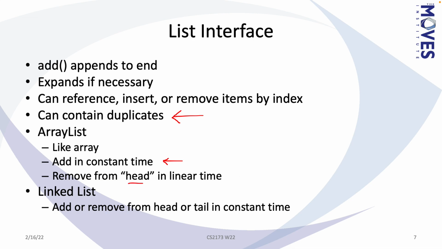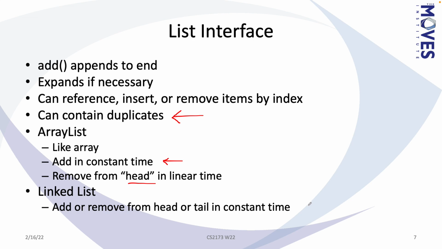Now, you can remove, this is where the difference comes. We can remove from the head in linear time. Okay, what does that mean? Let's say I have an array list, and I want to remove the first element. Well, what does it have to do? When I remove the first element, everybody with a higher index has to take one step to the left. And when you say linear time, that's going to be linear in the number of items that I have in the array list. So as the array list grows, the time it takes to do that is going to grow linearly.